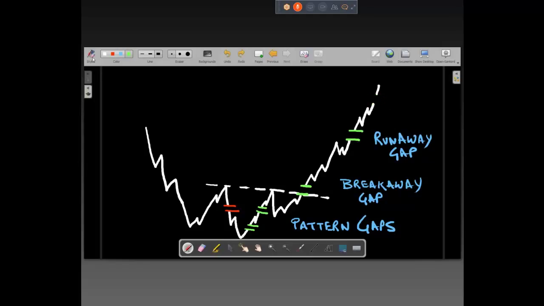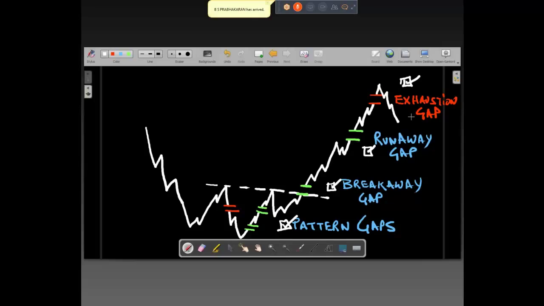Rather than the market going on the upside, an exhaustion gap leads to a fall in the price. So what happens is the market comes down. These are the 4 different types of gap: the pattern gap, the breakaway gap, the runaway, and the exhaustion. So the key thing to understand when we are looking at gaps is how do I differentiate between a runaway gap and an exhaustion gap?